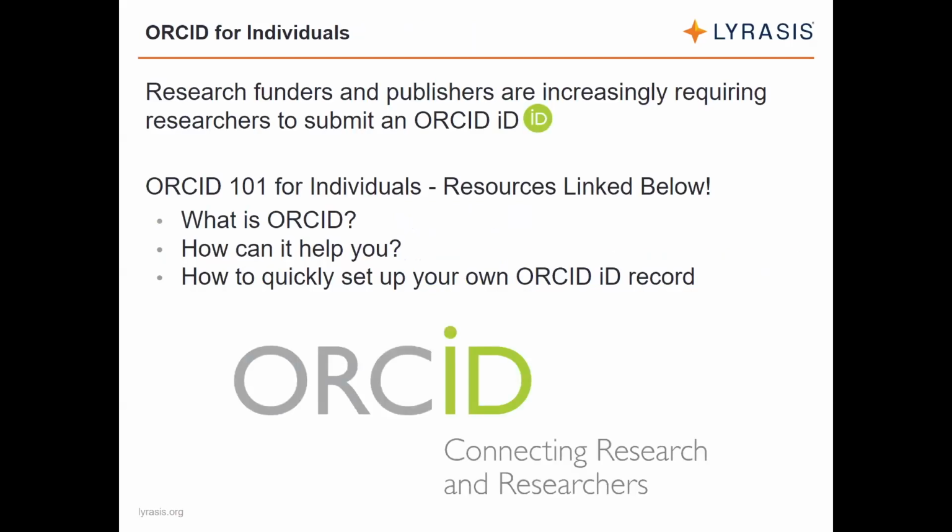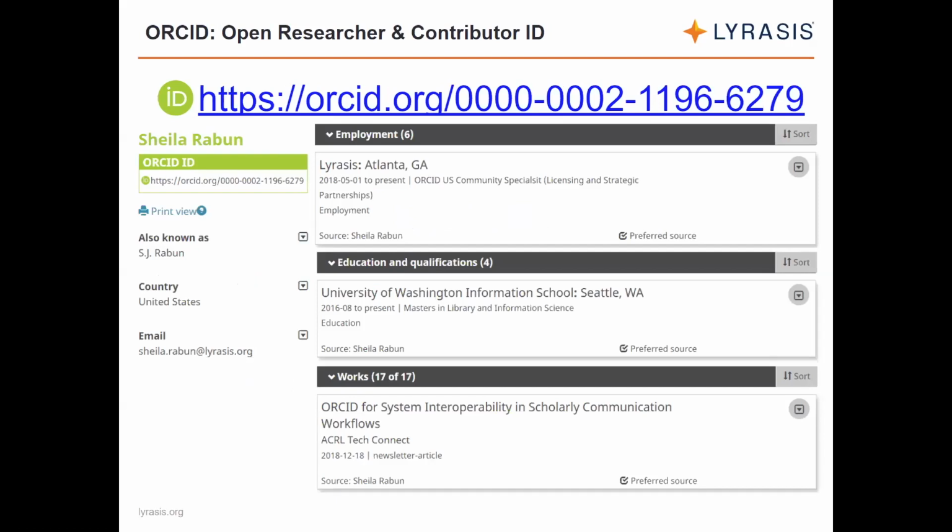Many research funders and publishers are increasingly requiring ORCID IDs, and there are several resources available that go into more depth on what ORCID is and how it can benefit you. See the links below for more information. An ORCID ID links to a corresponding ORCID record, which can contain information about you similar to what you would see on a CV or resume. You can think of ORCID kind of like a next-generation CV.